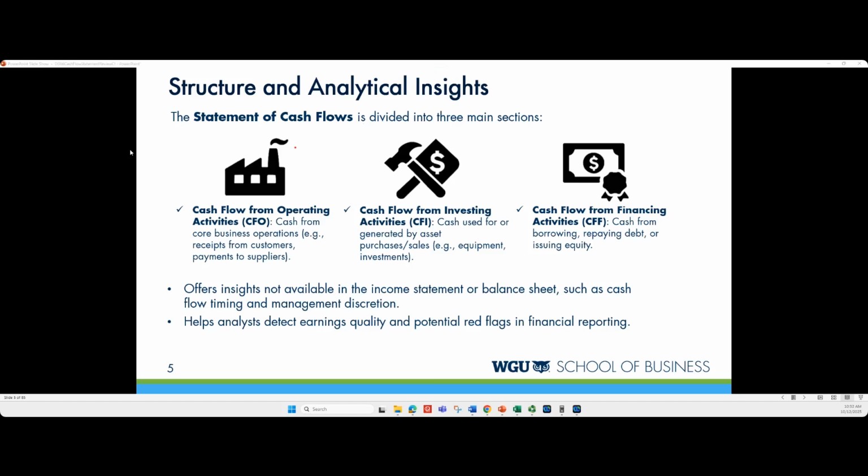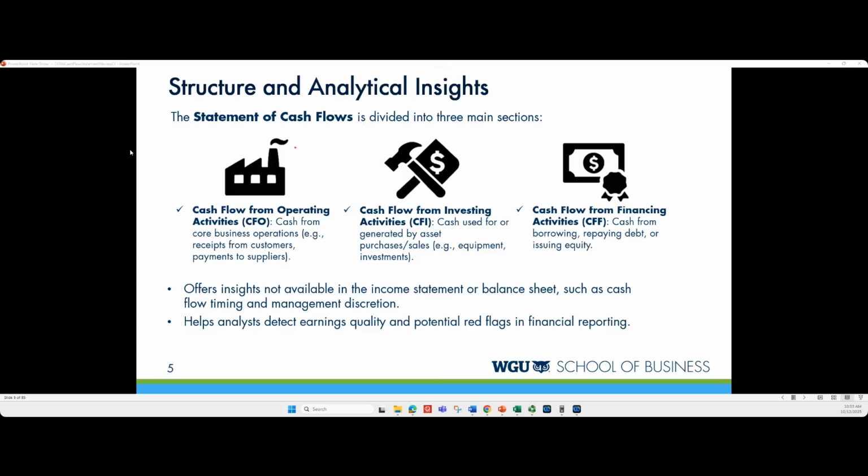Our cash flow from investing activities shows us the cash that the firm uses to reinvest in the firm into its asset base. And we're talking about long-term assets like equipment, investments, land, buildings, etc. And then lastly, our cash flow from financing activities shows us the cash that the firm generates through borrowing, the accumulation of debt, the issuing of equity shares of stock, or when it repays debts or buys back shares of stock. It also takes into account the payment of dividends to shareholders.